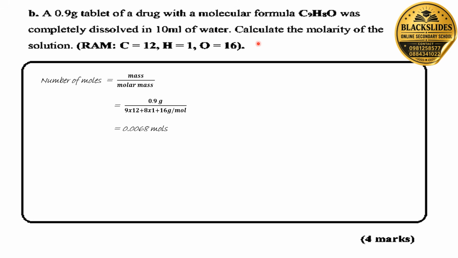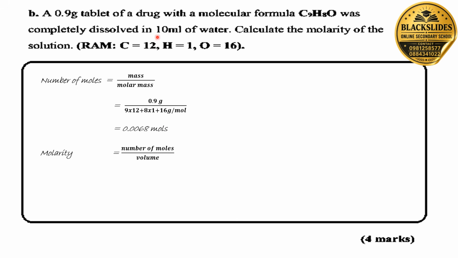Now we come to the calculation of molarity. Now that we know the number of moles and we are told the volume of the water to be used to dissolve this number of moles, we shall use the formula molarity is equal to number of moles divided by volume. We have to be careful though. The volume here has to be in cubic decimeters.